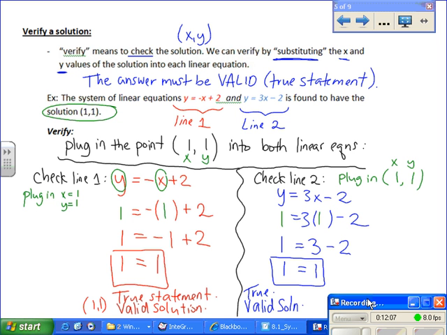It doesn't matter that it's a coincidence here that 1 is equal to 1 for line 2 and 1 is equal to 1 for line 1. I could have found that 6 equals 6 when I did my check, and as long as it's a true statement for both lines, then it's correct. It's a valid solution for both. So when we verify, the true statements don't have to be the same. They just have to both be true. This is called verification.